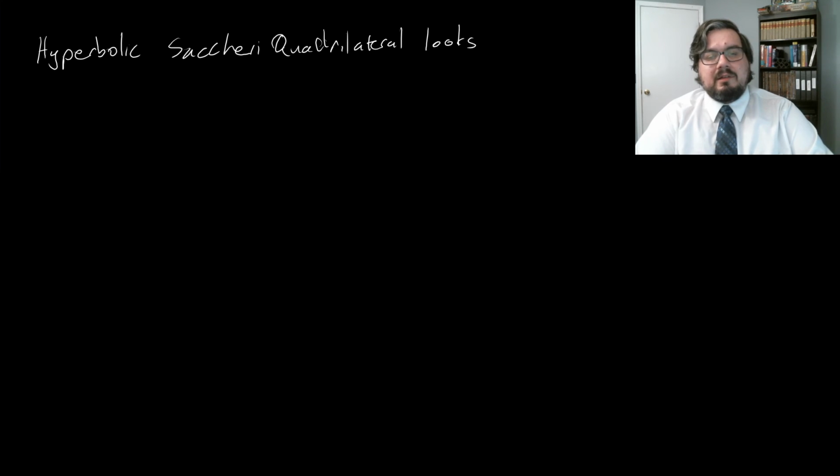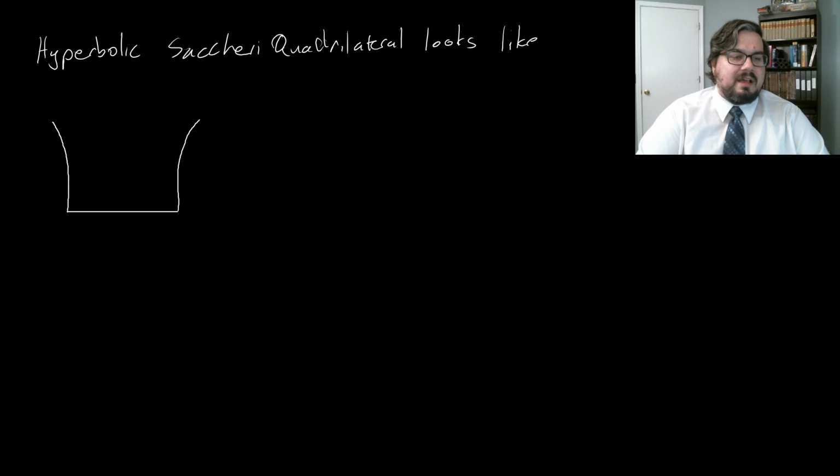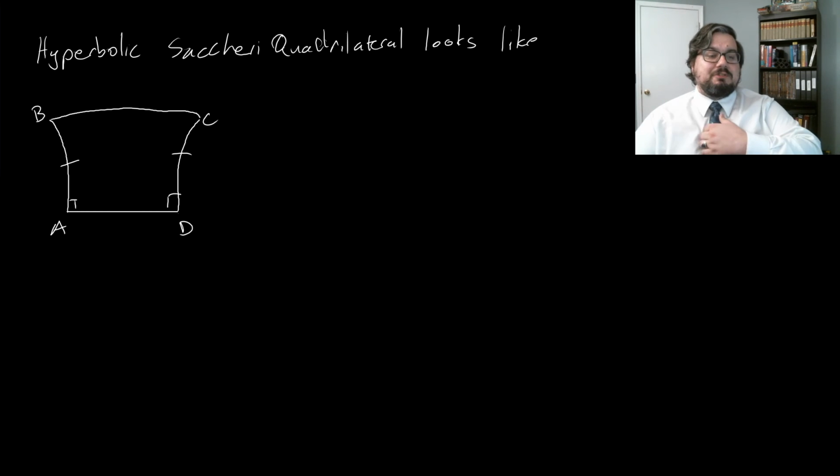A hyperbolic Saccheri quadrilateral looks something like the following. Where we have these sides that appear somewhat curved, but this is what your typical Saccheri quadrilateral might look like in the standard Poincaré model of hyperbolic geometry.